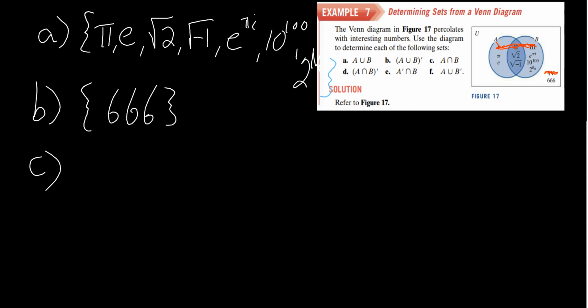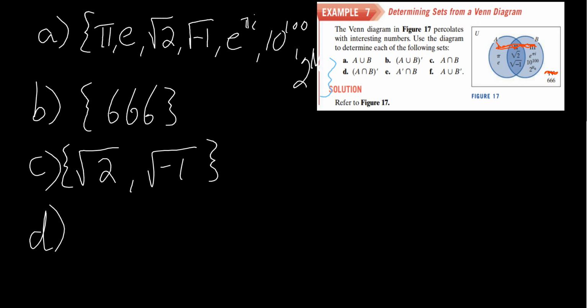C, A intersect B, well, that's easy. It's nice and laid out for us. It's going to be the dark blue area there. So it's going to be the square root of 2 and the square root of -1.